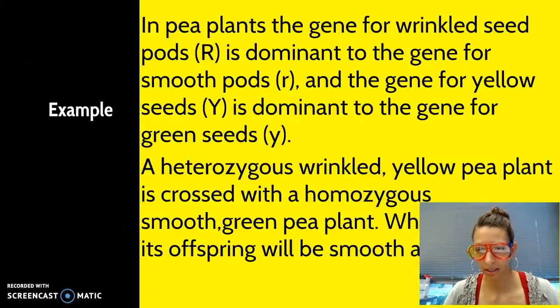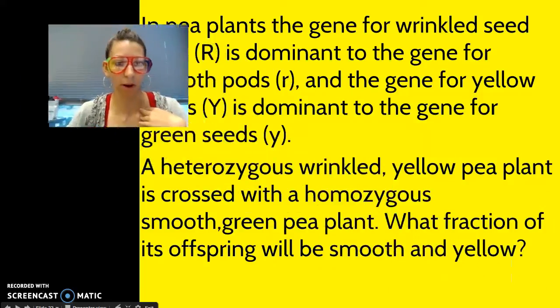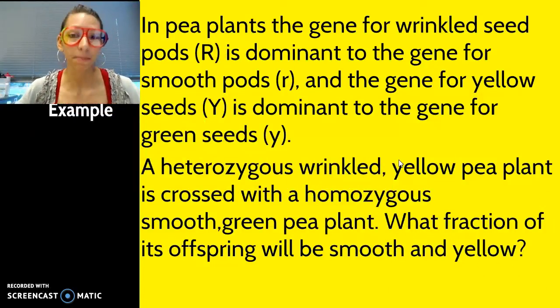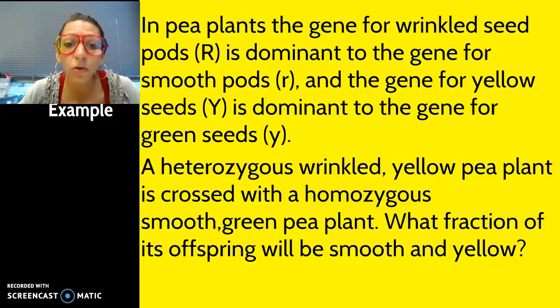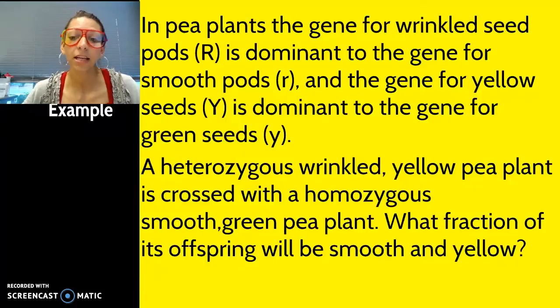So we can do an example here. I'm going to move my face out of the way. And then we'll do more practice in class. So this is a lot of text, but we can break it down. In pea plants, the gene for wrinkled seed pods, big R, is dominant to the gene for smooth pods, little r, and the gene for yellow seeds, big Y, is dominant to the gene for green seeds, little y. A heterozygous wrinkled yellow pea plant is crossed with a homozygous smooth green pea plant. What fraction of its offspring will be smooth and yellow?